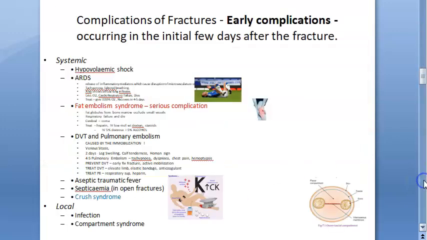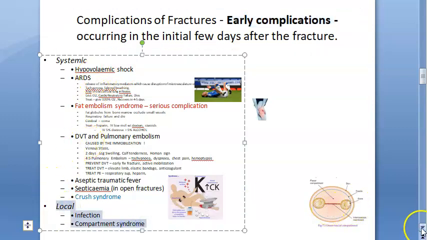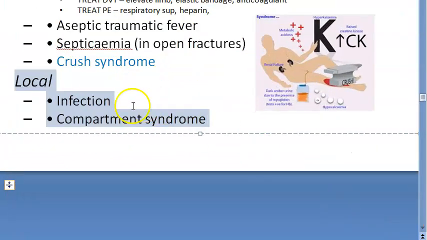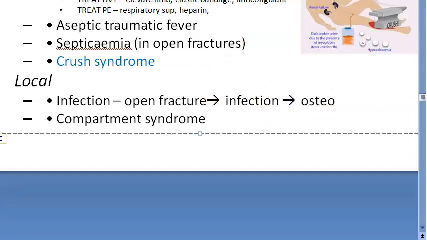Now let us move on to early complications. Okay. So early complications, local, they are talking about infection and compartment syndrome. Let us look at this. Infection, what are they talking about, guys? Infections, osteomyelitis, right? Basically, if it is an open fracture especially, there will be infection, right? So that can lead to osteomyelitis, that can lead to gas gangrene, right? All that you have to write here. It will lead to infection, which will lead to osteomyelitis and gas gangrene.